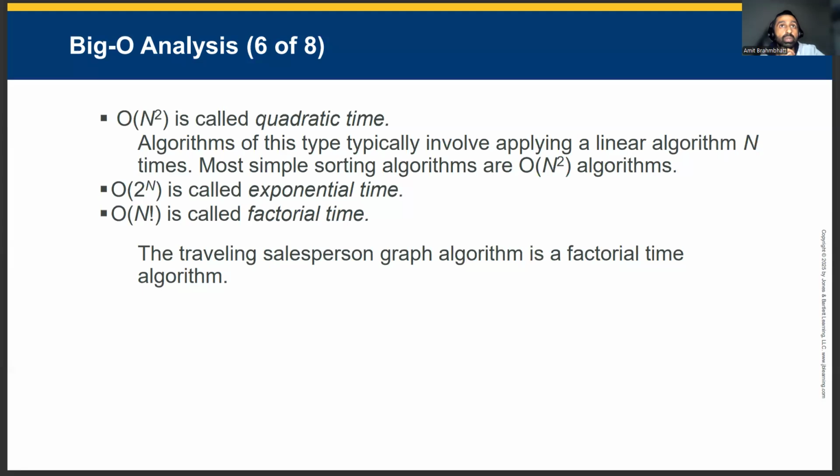O of n squared is called quadratic time. Algorithms of this type typically involve applying a linear algorithm n times. Most simple sorting algorithms are O of n squared algorithms. Similarly, O of 2 raised to n is exponential time, as the numbers increase in an exponential manner. And O of n factorial is factorial time, as the numbers increase rapidly as n increases. The traveling salesperson graph algorithm is a factorial time algorithm.